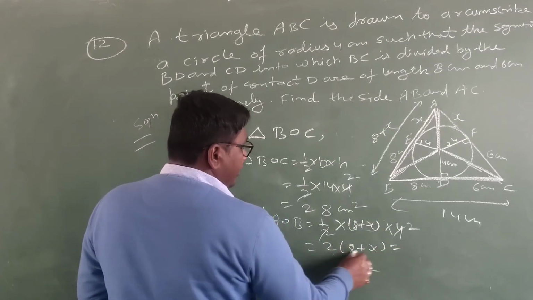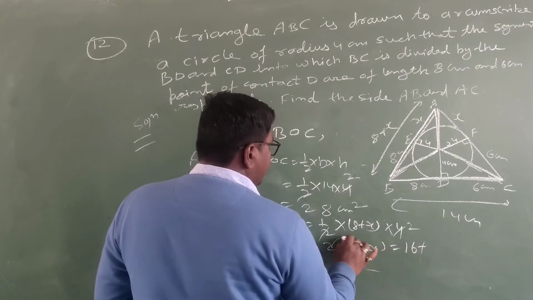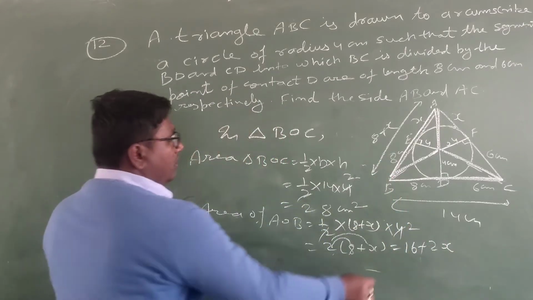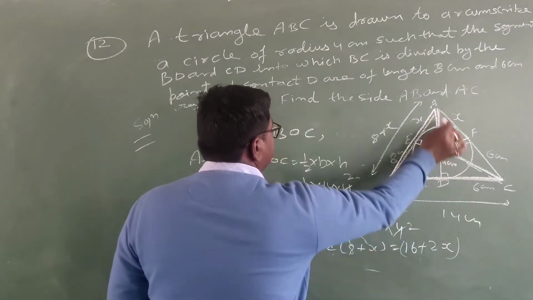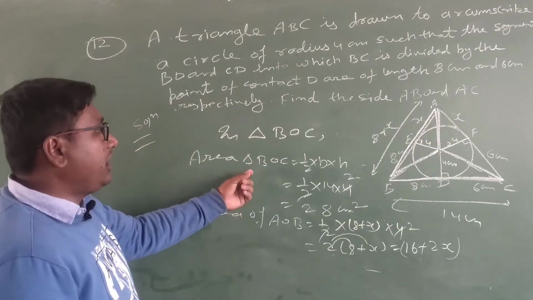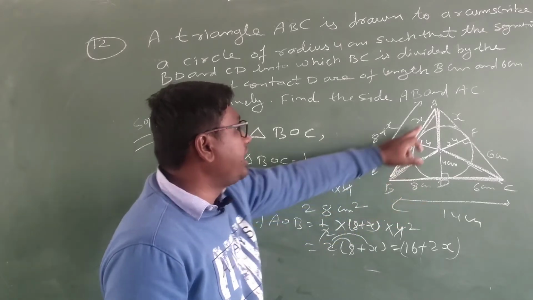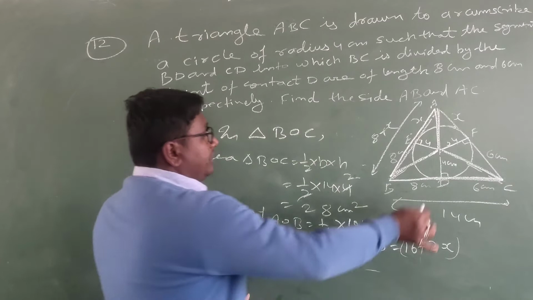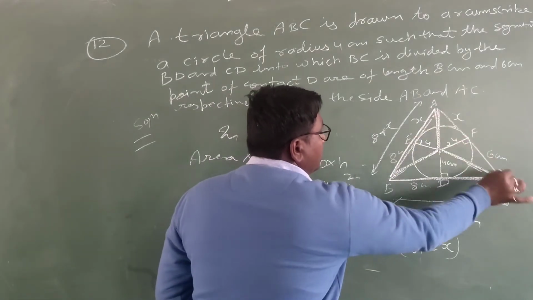Now you should solve: 2 into 8 is 16, and 2 into x will be 2x. So this will be the area of triangle AOB. Now we have got AOB and BOC.